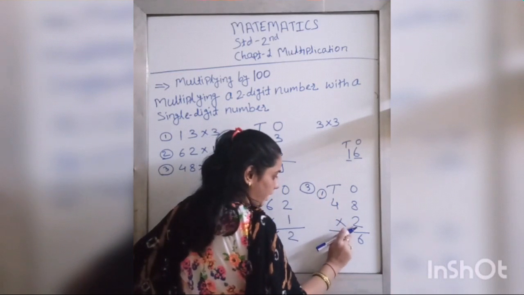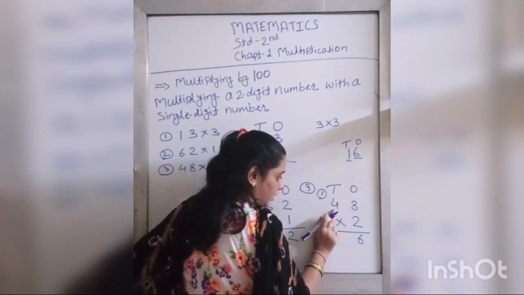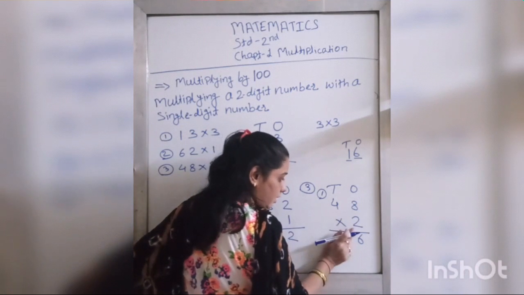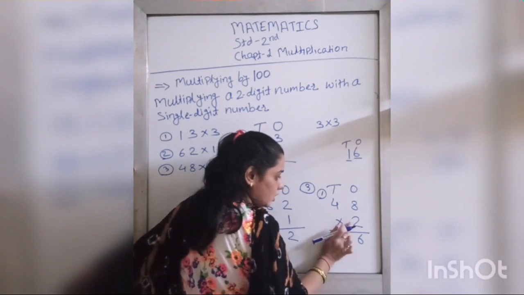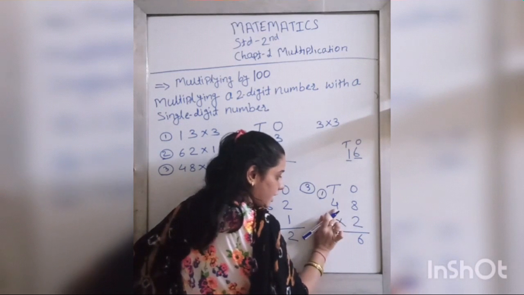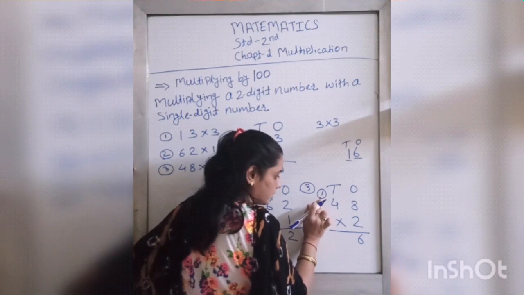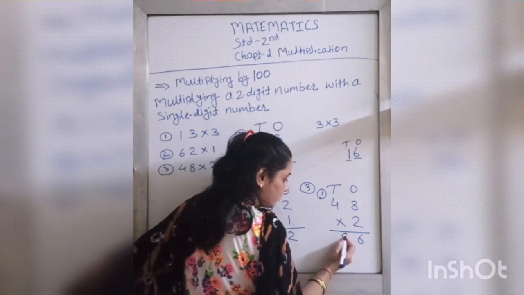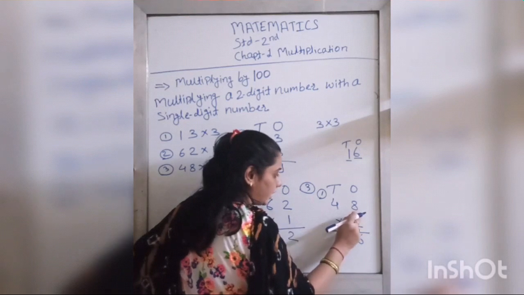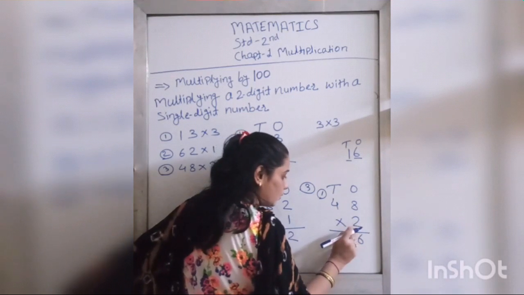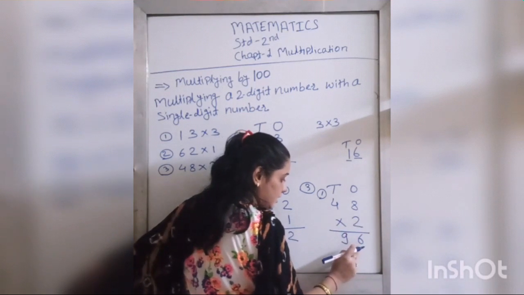Now we will multiply by this 2 to the 4. Then tell me, what is 2 4s? 2 4s are 8, and we will add this 1 which is carry. 8 plus 1 is equal to 9. So 48 multiply 2 is equal to 96.